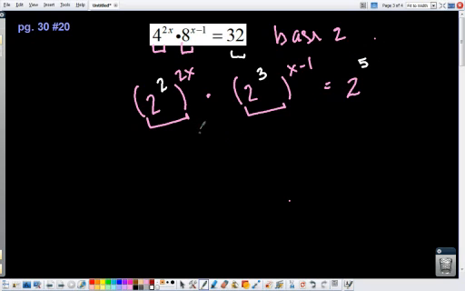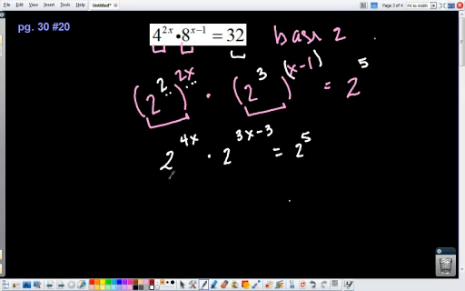Alright, so our exponent rules say that if I have a power, that would be 2, raised to another power, we multiply the exponents together. So I end up with 2 to the power of 4x times 2 to the power of, and this is a tricky one, think of this as being in parentheses, so 3 times quantity x minus 1. That means 3x minus 3, equals 2 to the 5th.